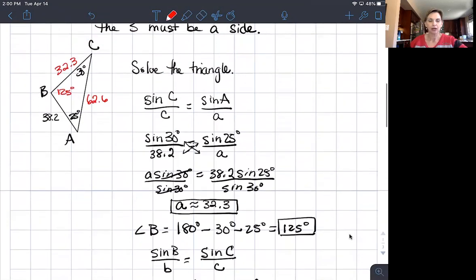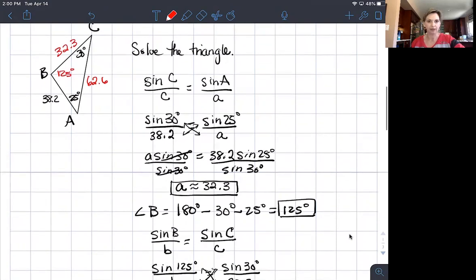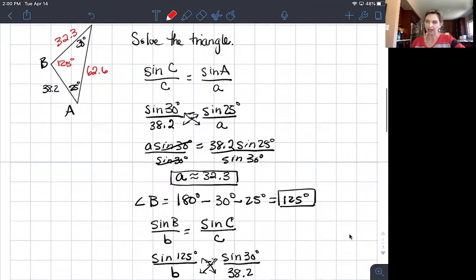When you're finished with your triangle, take a look at it and make sure it looks right. The side opposite the largest angle should be the longest side. 125 degrees is our biggest angle, and our longest side is 62.6, and it is. And the smallest side should be opposite the smallest angle. So 25 degrees is the smallest angle, and the smallest side is 32.3. Everything looks proportional, so we're feeling confident that we've done everything correctly.